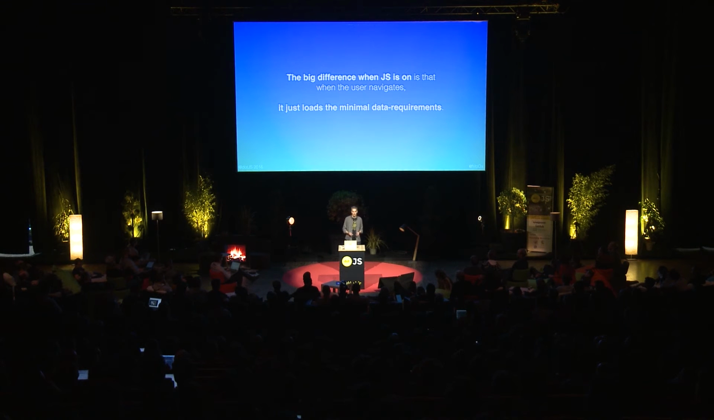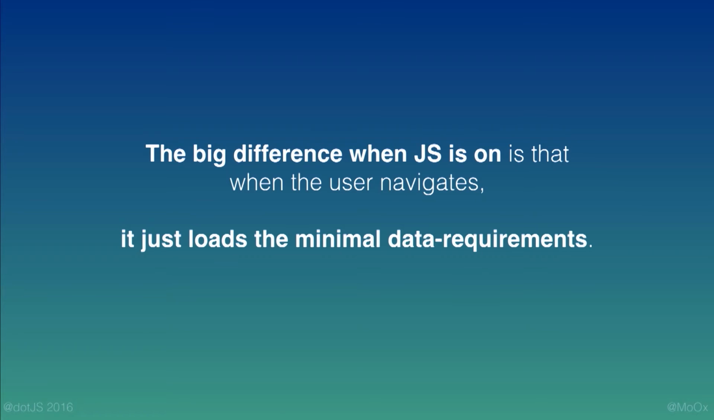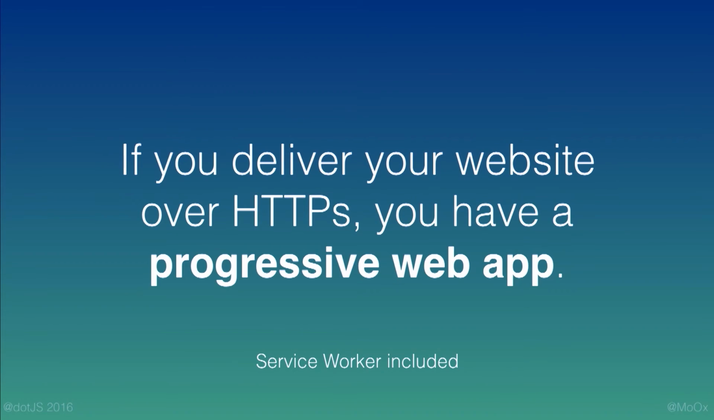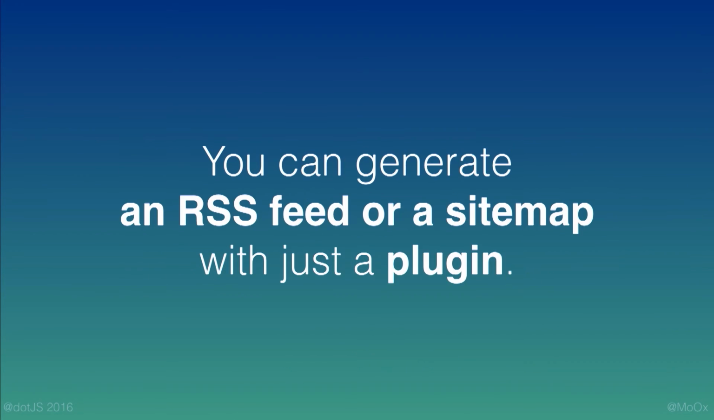The big difference when JS is on is that when the user navigates, it just loads the minimal data requirements. In fact, for each page, Phenomic also creates a small chunk of JS, which contains all the data. With this, you can finally offer a real smooth page transition without the hacky PJAX solution. Out of the box, if you deliver your website over HTTPS, you have a progressive web app with a service worker. You can generate, for example, an RSS feed or a sitemap with just a plugin.